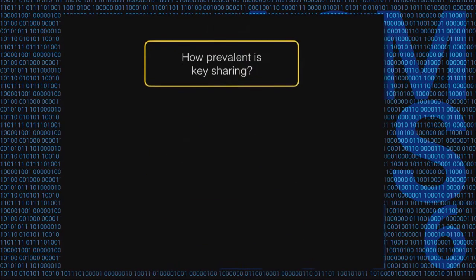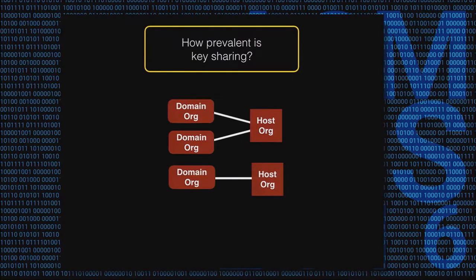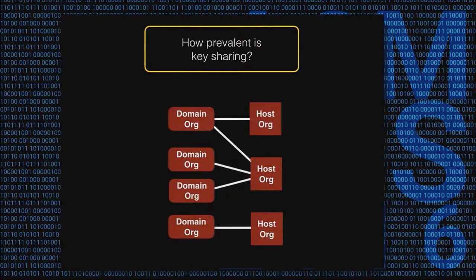So first of all, how prevalent is key sharing? Suppose the organizations we saw looked something like this. If we were to go through each edge here and label it blue if the domain and host matched, meaning that they were self-hosted, and yellow if they were not, meaning that key sharing is occurring, then what we're really asking here is, what's the degree of the yellow edges at each domain organization?